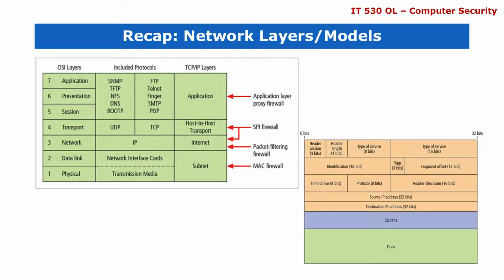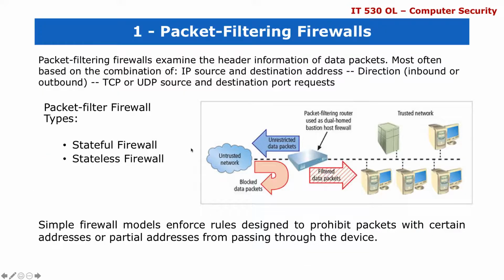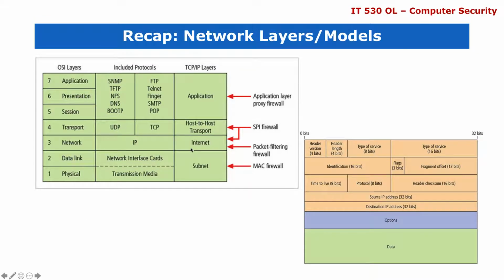And a little recap around network layers and network models. IT 520 is mostly on TCP/IP. That is the four layers that we have at the far right here, including application, the host, internet, layer as well as the subnet.